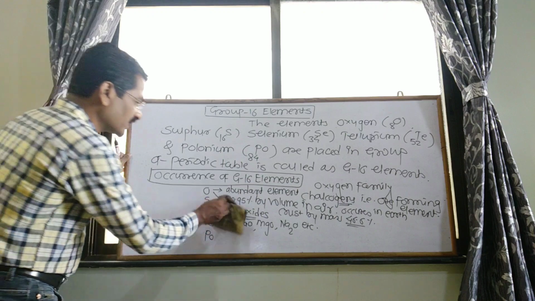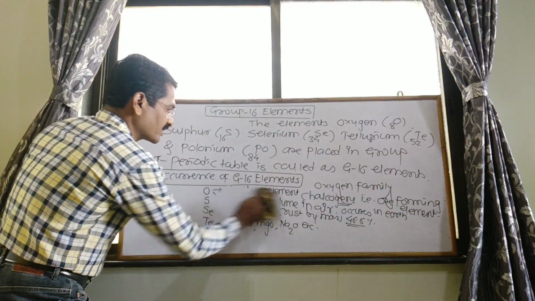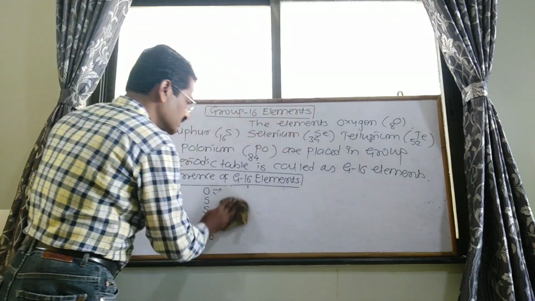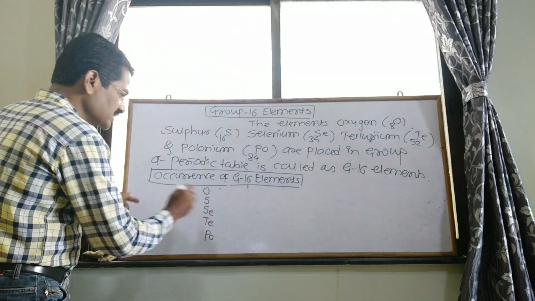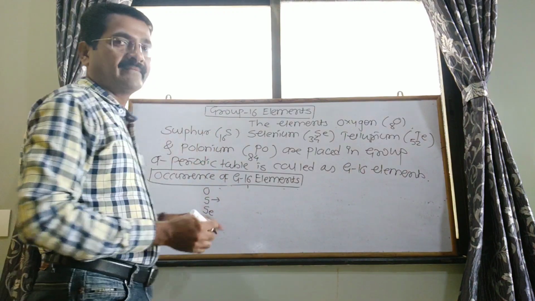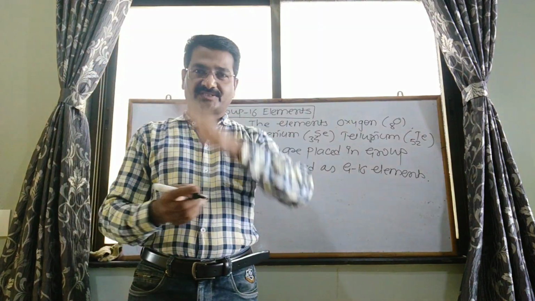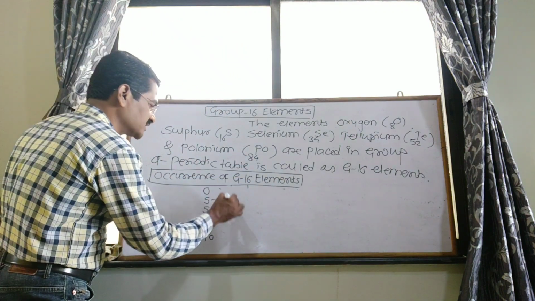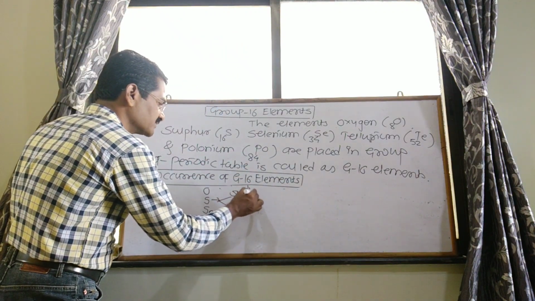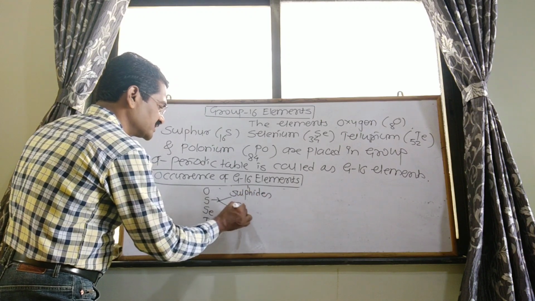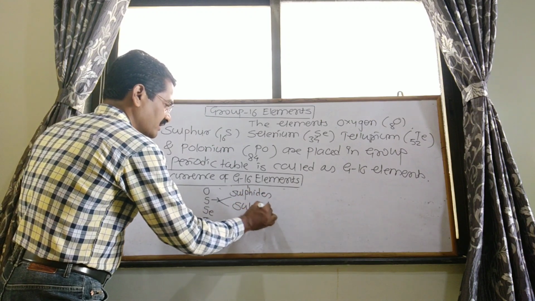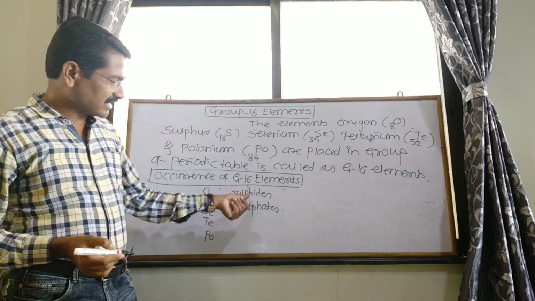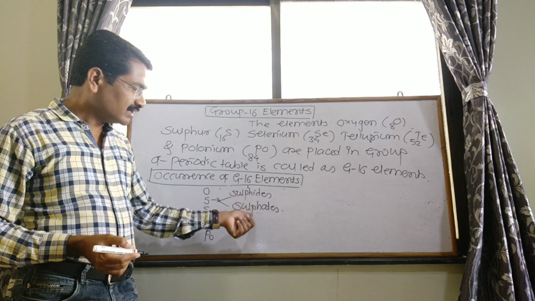Then see the occurrence of sulfur. How does sulfur occur? Sulfur can occur in two forms. One of them is sulfides and another one is sulfates.